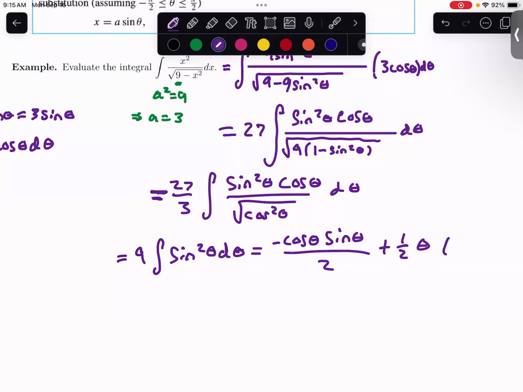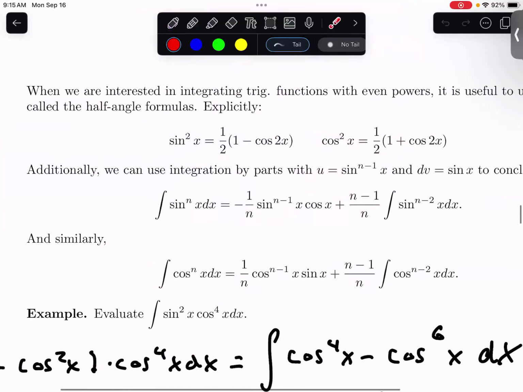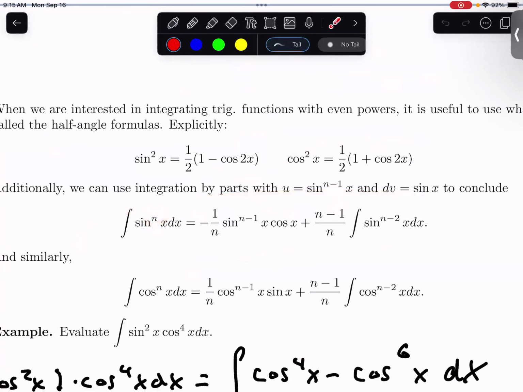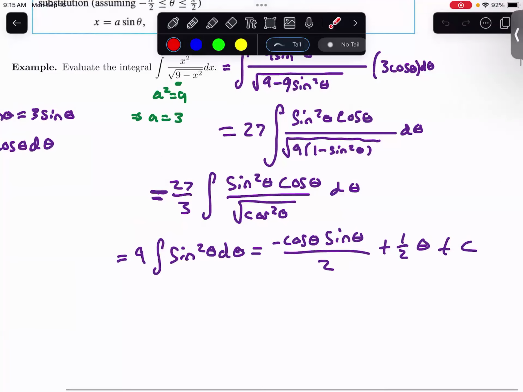And again, I'm using this formula right here. So this is the formula that we used on Friday, right? So n is equal to 2. So the integral of sine squared theta is minus 1/2 of sine times cosine plus 1/2 of, well, if n is equal to 2, then this just becomes 1, right? So I'm just using this formula. Again, you can also use this equation here if you wanted to, but I just rely on the reduction formulas.